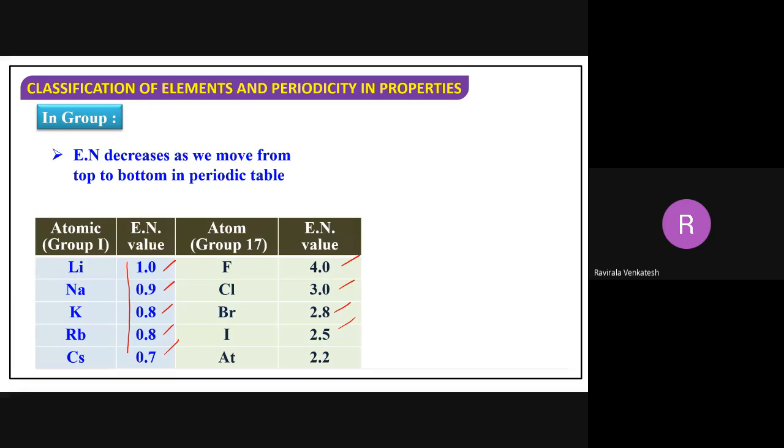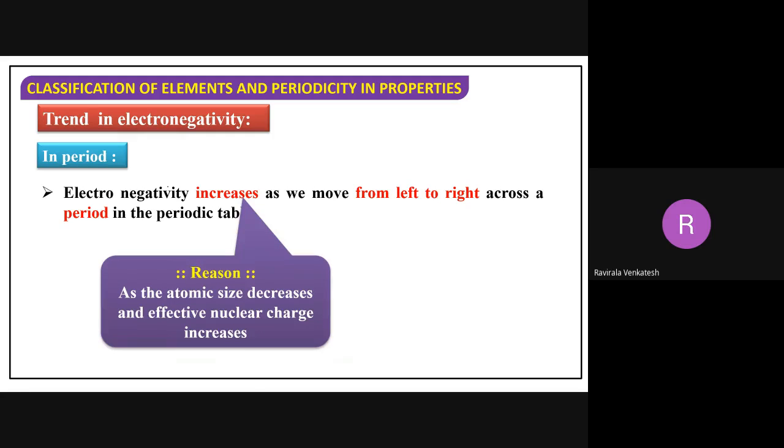So in groups from top to bottom, electronegativity values are decreasing. The reason is the effective nuclear charge decreasing. In a period, it increases because the effective nuclear charge increases. So for electron affinity and electronegativity, the reason is the same, the effective nuclear charge only.